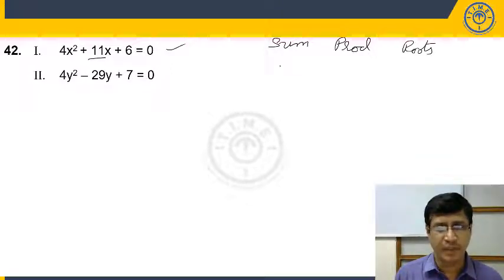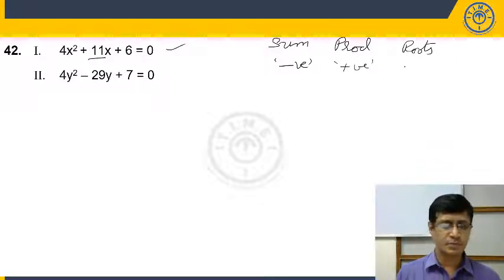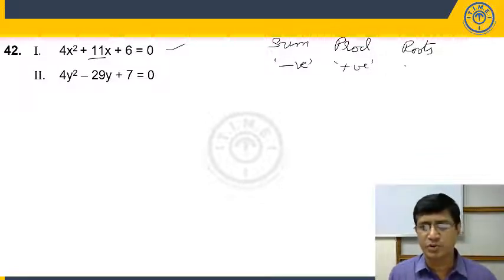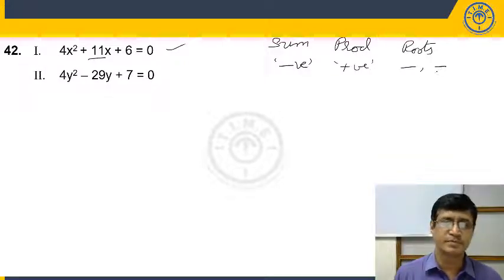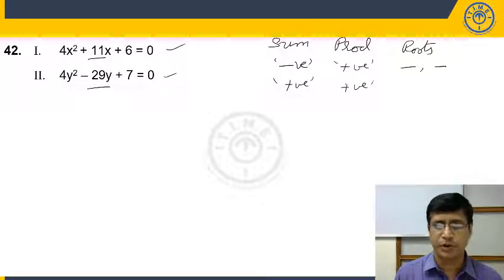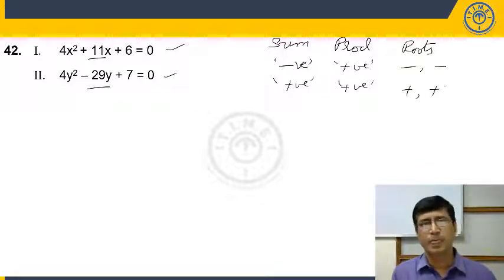Here the sum of the roots is minus b by a, meaning a negative value, whereas the product of the roots is positive. When the sum of the roots is negative and the product of the roots is positive, then we get both the roots as negative. And in the second quadratic equation, the sum of the roots is positive and the product of the roots is also positive. Then what about the two roots? Both the roots are positive.